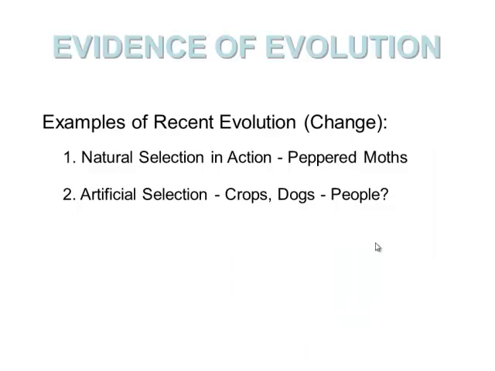So let's look at some recent changes. Natural selection is when those changes happen in the environment. Nature is dictating basically what changes are going to occur. We're going to see an example of some peppered moths here in just a little bit. Artificial selection, this is what we've been doing. We do a lot of artificial selection.